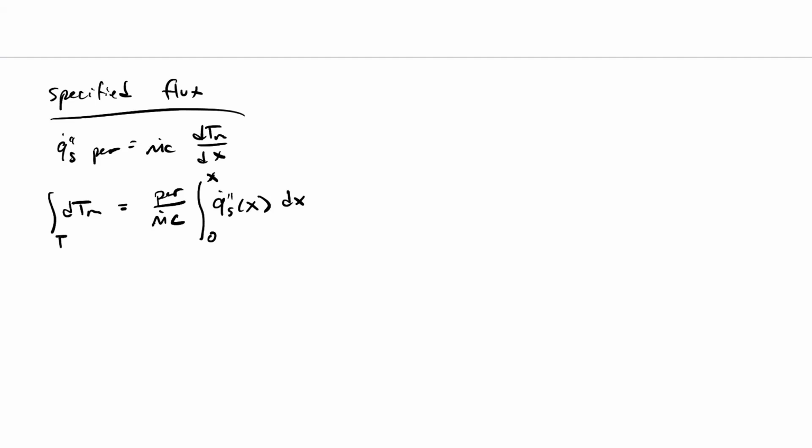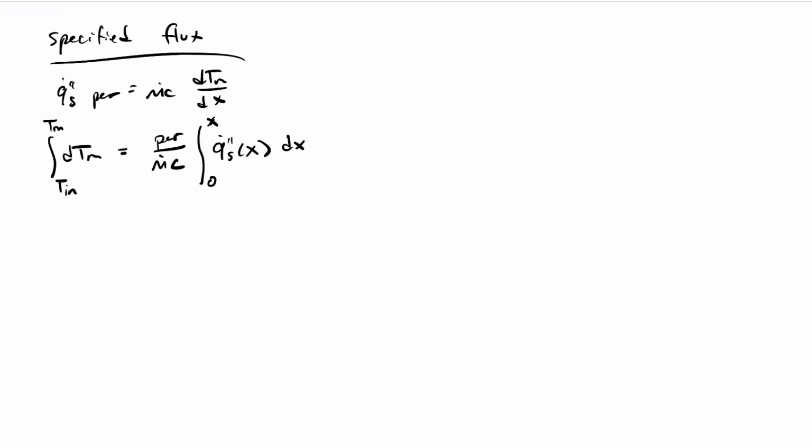Temperature at x equals 0 is going to be T in, the free stream temperature coming in. And then the temperature at position x is going to be Tm. That makes sense? We're going from 0 to some predetermined position x. It doesn't have to be L. This is kind of a way of enforcing boundary conditions through the integral.